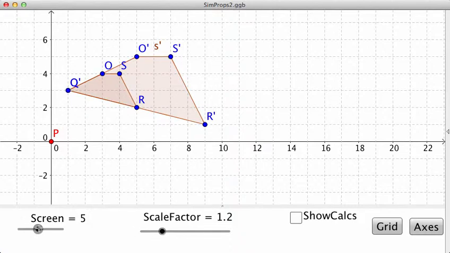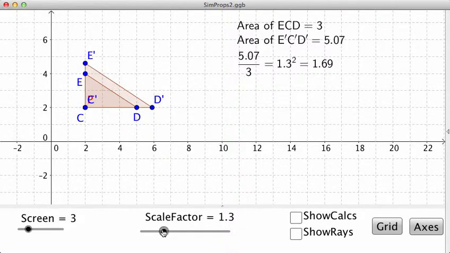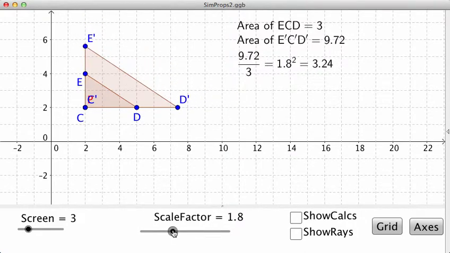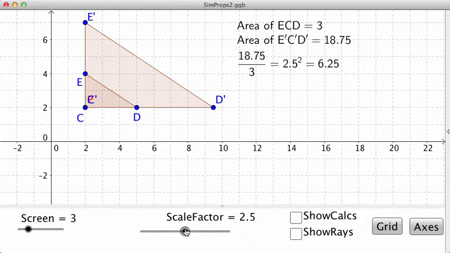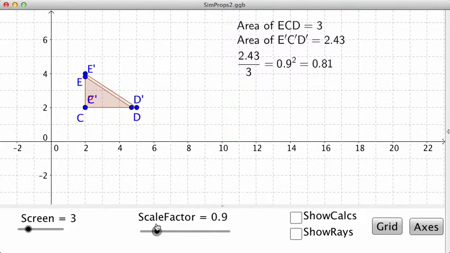So if we go back and look at our triangles, we can see that if we take point P, the center of dilation, move it right onto C, that now the two triangles, the original and the dilation, are just inside each other. When the scale factor is set to 1, then the original triangle is inside the dilated triangle, whereas if the scale factor is less than 1, then the dilated triangle is inside the original triangle.